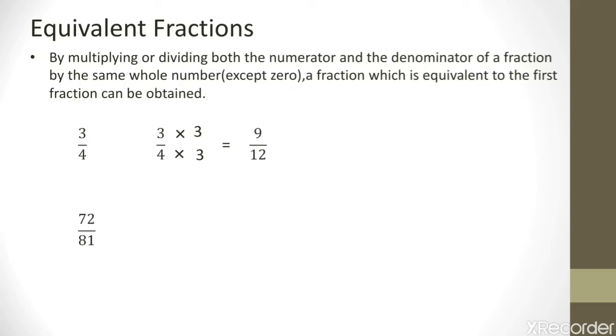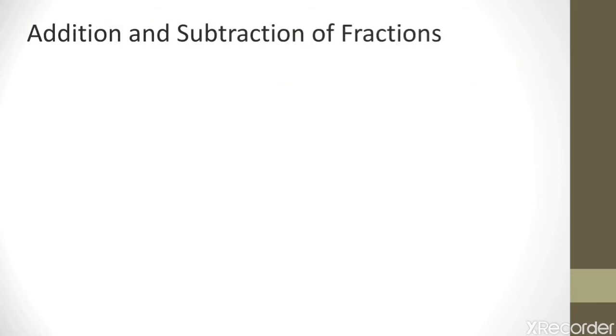There's another example, 72/81. This time I'm going to divide 72 and 81 both by the number 9. When I have divided, 72 divided by 9 will be 8. 81 divided by 9 is 9. So I can say that 8/9 is an equivalent fraction for 72/81. So thereafter we are going to learn addition and subtraction of fractions.